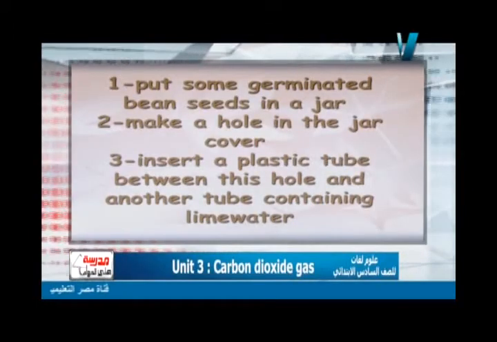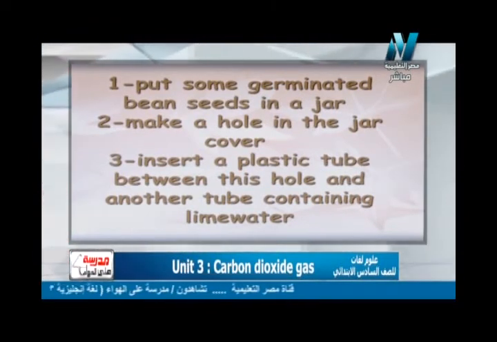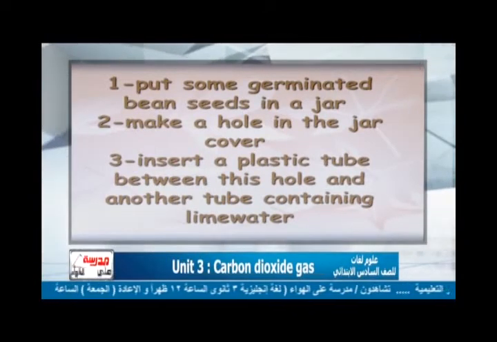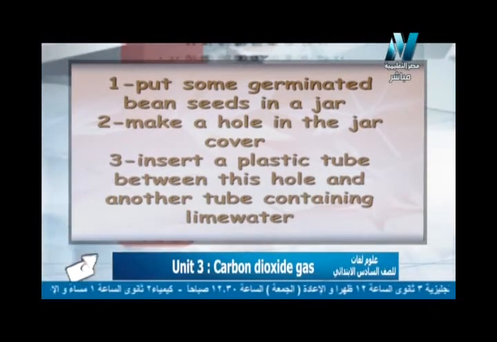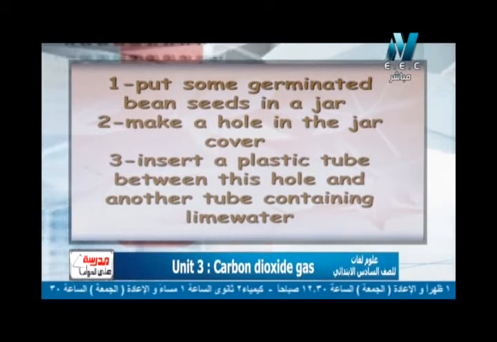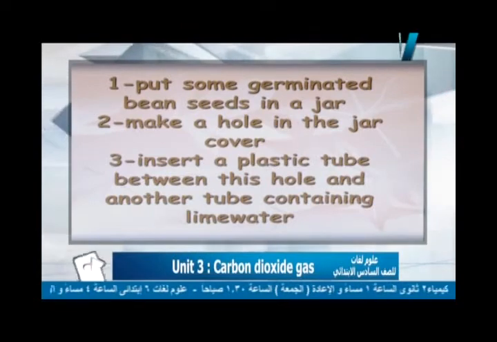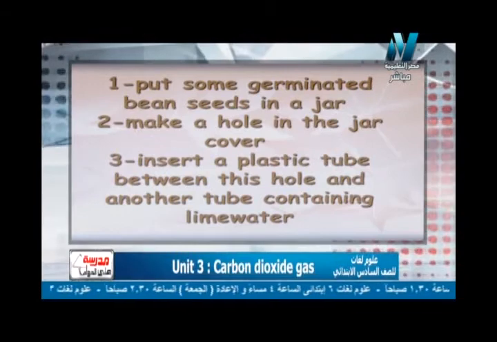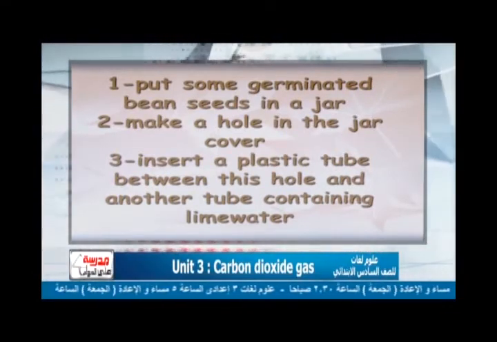Put some germinated seeds، يعني هجيب شوية بذور وأعمل لها عملية germination إنبات. أكيد كلنا واحنا في برايمري 1 أو برايمري 2 عملنا الاكسبيرمنت ده. Put seeds in a jar، for example bean seeds، بذور الفول، in the jar and give them some water every day. Make a hole in the jar cover، هقفل البرطمان بالكفر بتاعه وهعمل hole. Insert a plastic tube between this hole and another tube containing lime water، وهوصل plastic tube من الهول دي لـ another tube فيها lime water.